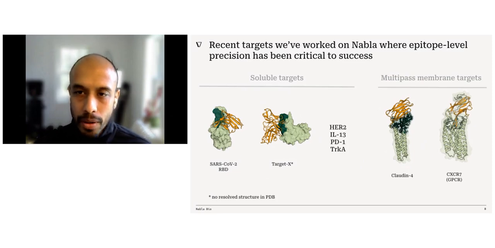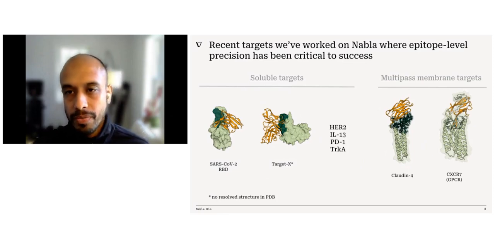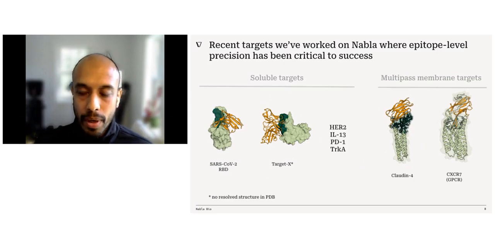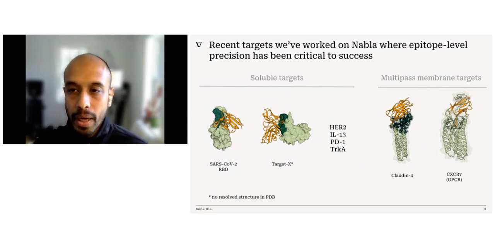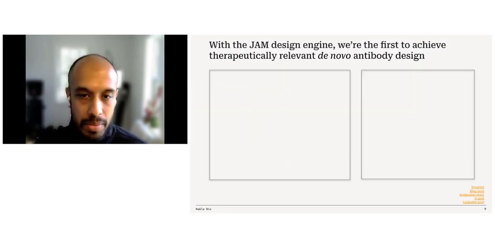I'll also organize the talk in terms of targets that are maybe easier, at least initially, and then progress our way through increasingly difficult and more challenging targets and design challenges. I'll also try to focus on examples where epitope specificity has been key for not just binding the target in a therapeutically relevant way, but also achieving certain functional outcomes.